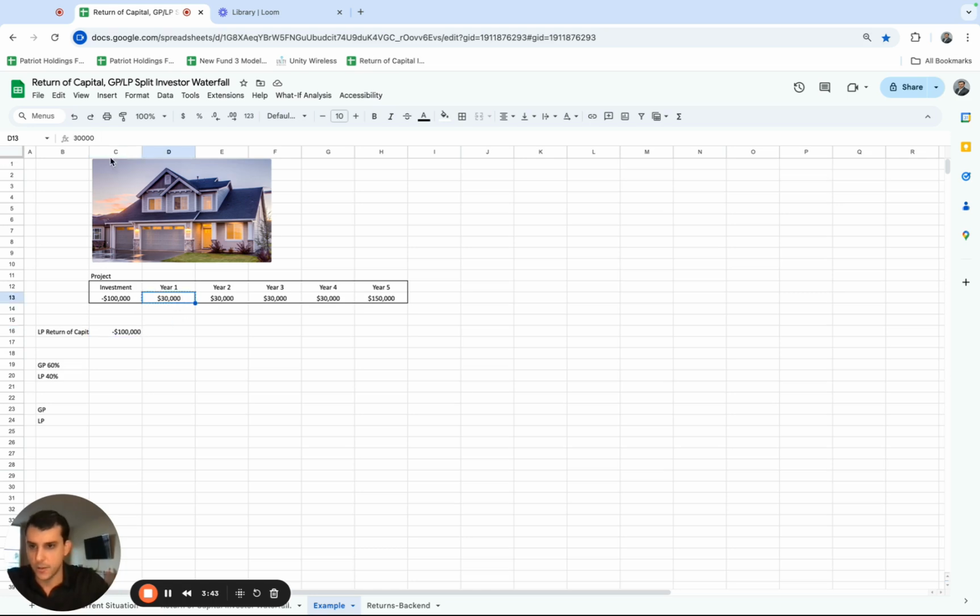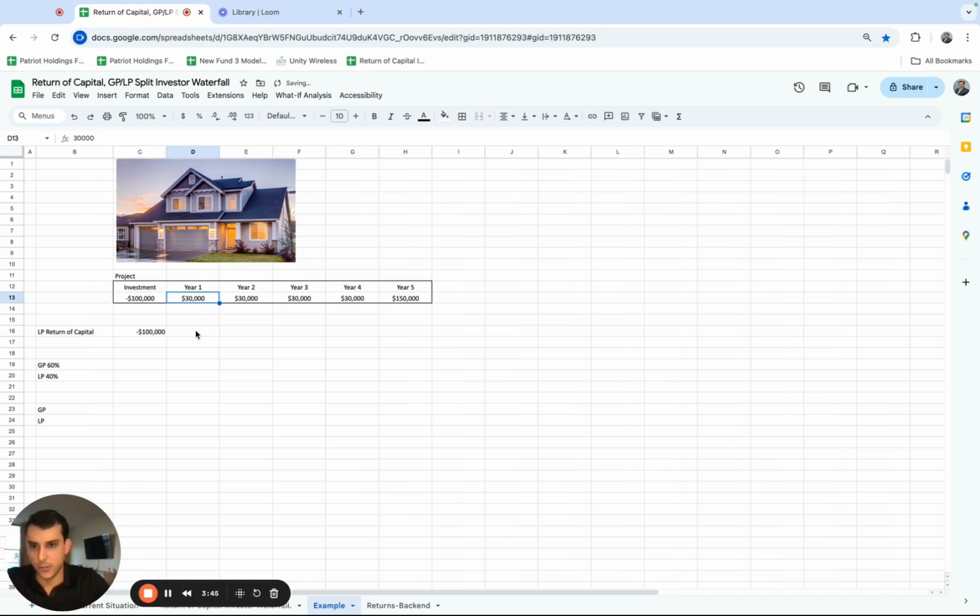So year one, $30,000 all goes to the LP. Year two, $30,000 all goes to the LP, because the LP threw in $100,000 and has only been paid back so far. Let's add this up. $60,000 so far. Year three, all the money goes to the LP, because you add these together, $90,000 has been returned. But remember, they put in $100,000.